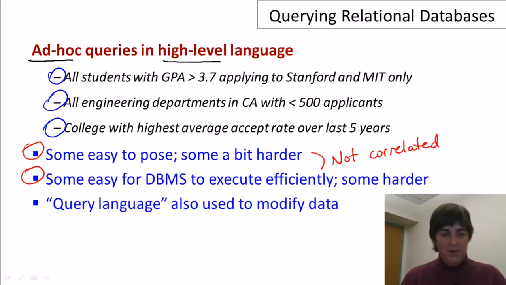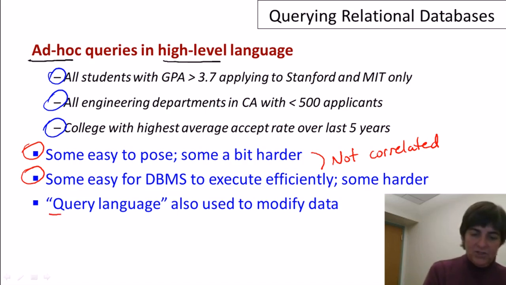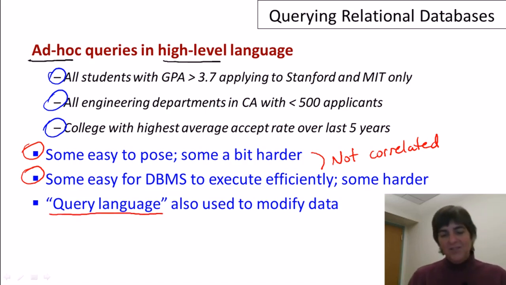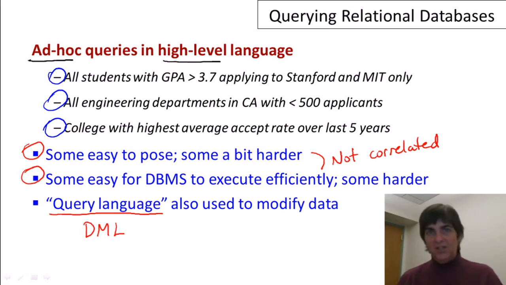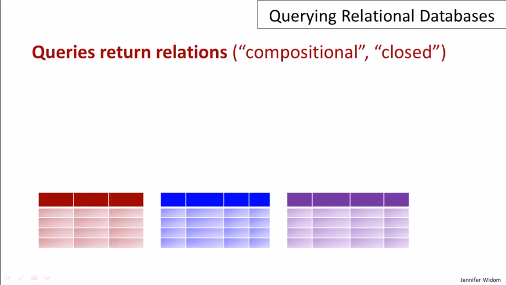Now, just a bit about terminology. Frequently people talk about the query language of the database system. That's usually used synonymously with the DML, or data manipulation language, which usually includes not only querying but also data modifications. In all relational query languages, when you ask a query over a set of relations, you get a relation as a result.